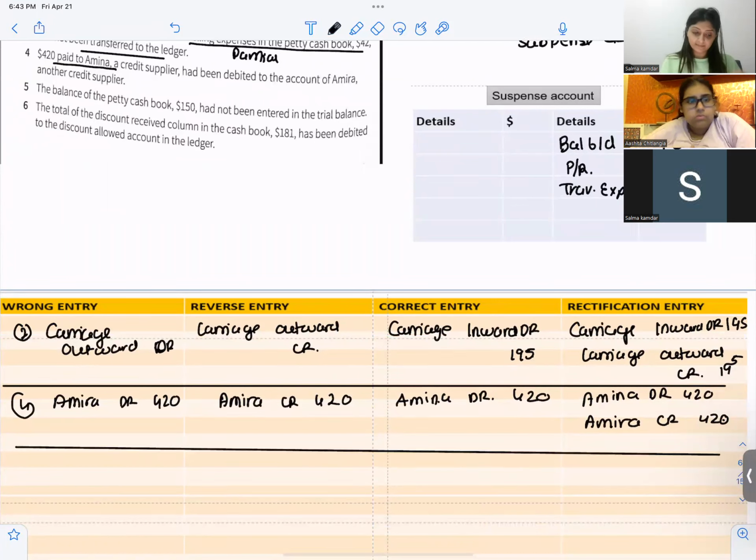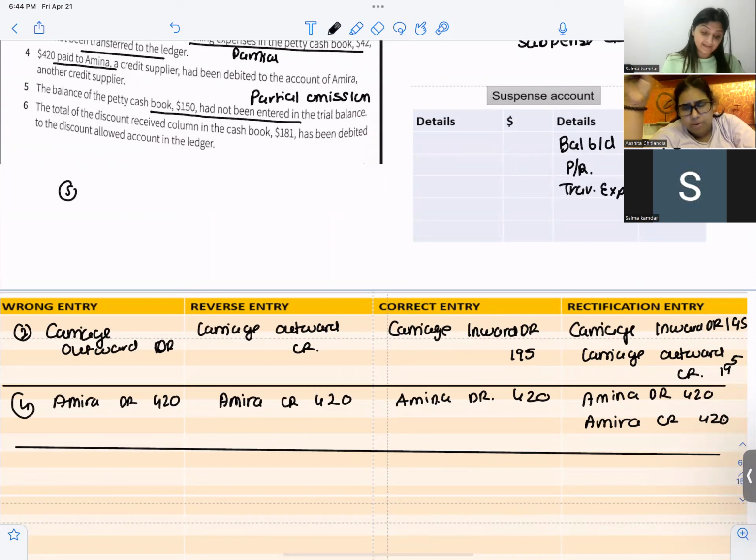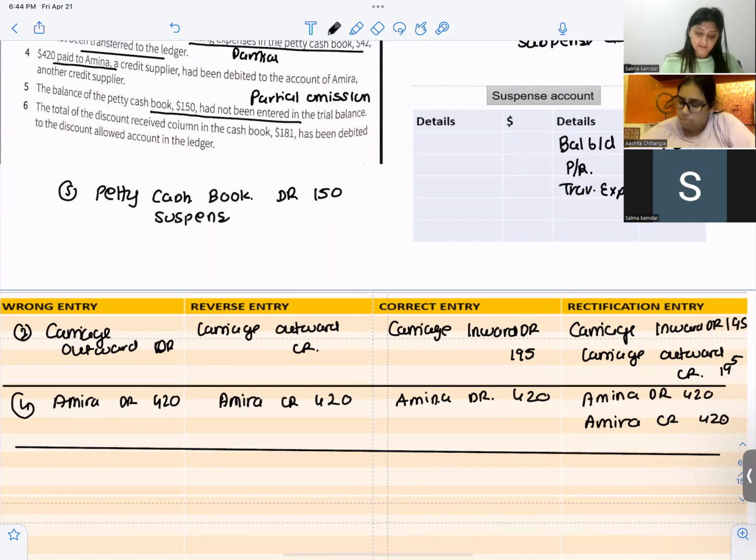Next one. The balance of petty cash book $150 had not been entered in the trial balance. This is again partial omission. Petty cash book has a debit balance. So petty cash book will be debited and suspense will be credited by 150.